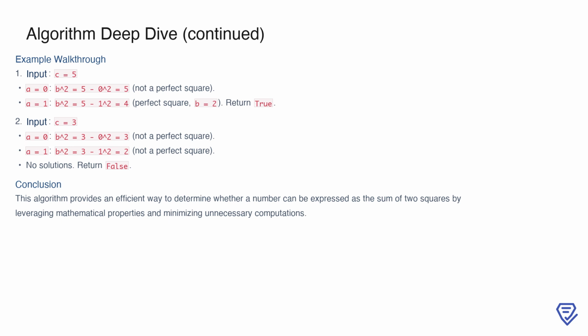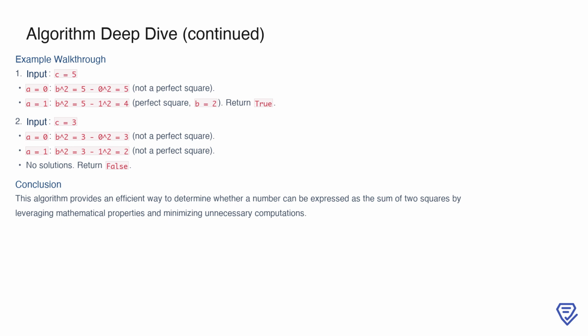Now consider c equals 3. With a equals 0, b² equals 3 − 0², which equals 3. Since 3 is not a perfect square, we proceed to a equals 1. This time, b² equals 3 − 1², which equals 2, and again, 2 is not a perfect square. Since no valid pair of integers satisfies the equation, we return false.